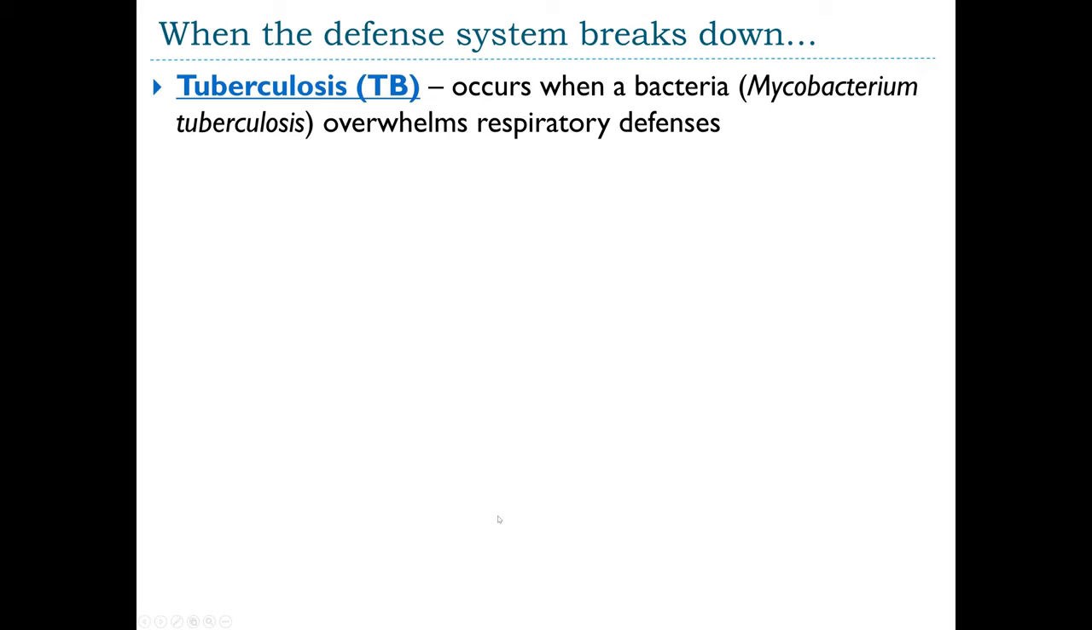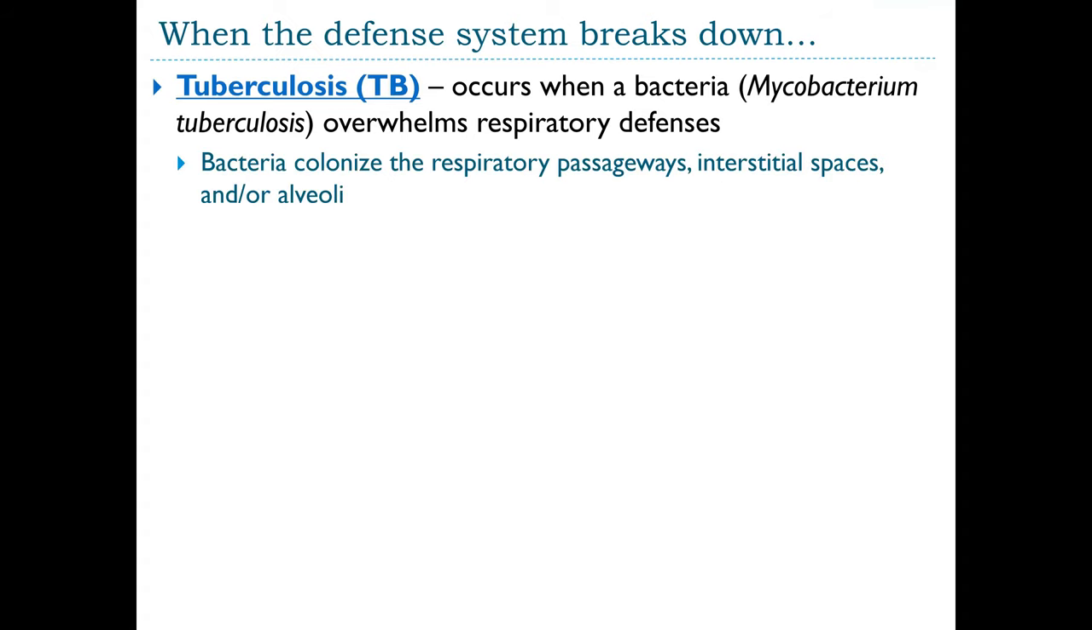So when the defense system breaks down, you can have something like tuberculosis, which is abbreviated TB. Tuberculosis occurs when a bacteria called Mycobacterium tuberculosis overwhelms the respiratory defenses and causes disease. So the bacteria colonize the respiratory passageways, the interstitial spaces between cells, and/or the alveoli themselves.